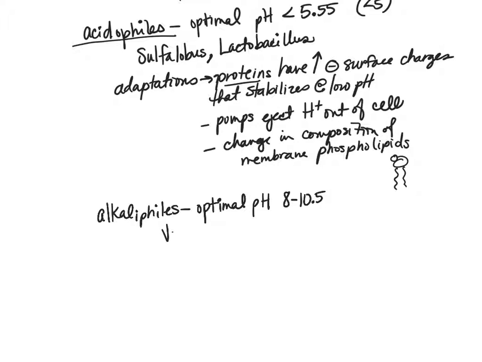So for example, an alkalophile is Vibrio cholerae. So Vibrio cholerae, I spelled that wrong. Cholerae. So Vibrio cholerae is something that can affect humans, but that's if the pH is going to be amenable to them. Their optimal pH is the 8 to 10.5. So they have to be able to take hold in an area that has a higher pH.